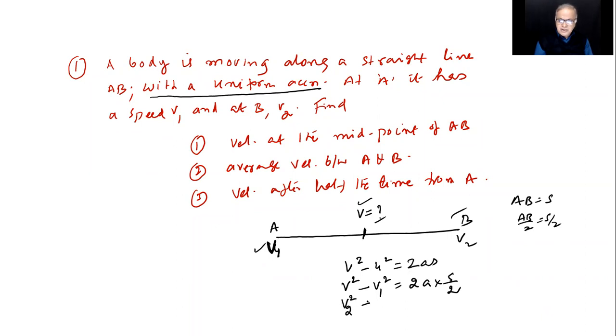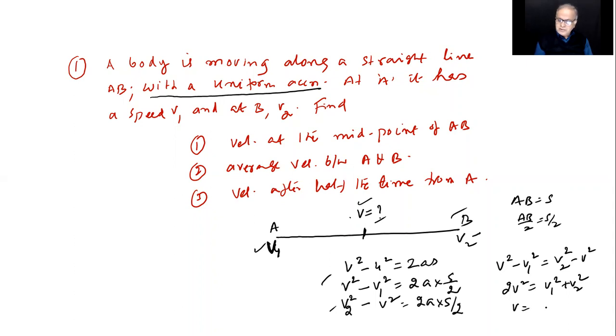Now for this part you can write v2 square minus v square. Now this becomes final, this becomes initial. But once again, the same distance and same acceleration. So you can make these two equal: v square minus v1 square equals v2 square minus v square. Okay, 2v square equals v1 square plus v2 square. So v equals root over (v1 square plus v2 square) by 2. That's the velocity at half the distance. So the first answer.